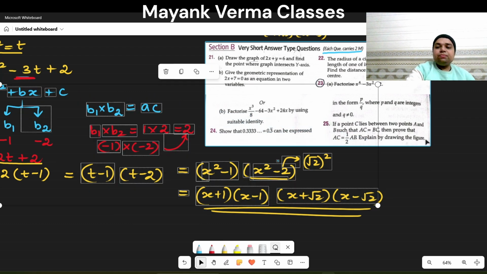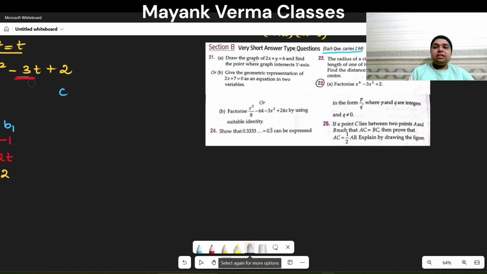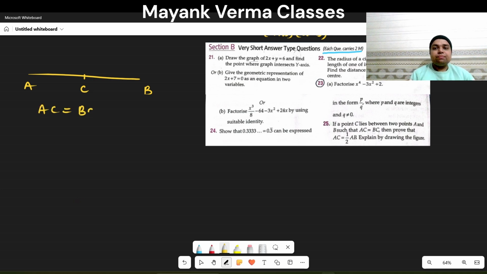In the next question, what we need to do: there is a point C which lies between points A and B. So AB is given to us, C is a point which lies between A and B, such that AC is equal to BC. This is given to us. Now prove that AC is equal to 1 by 2 AB. So now we know this part.